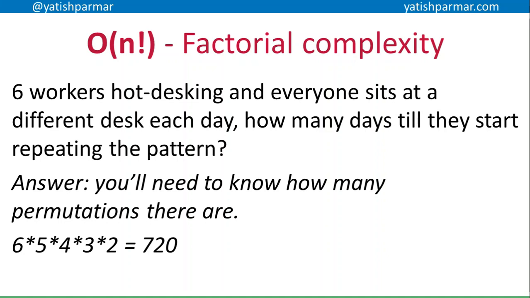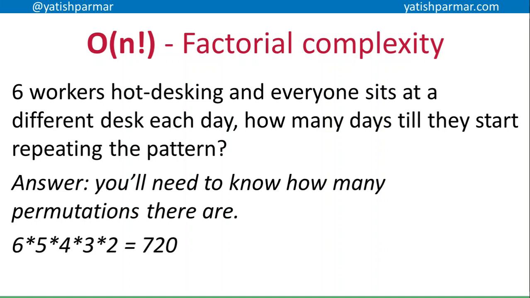To work that out, I'm going to do 6 times 5 times 4 times 3 times 2, because for the first desk I can put 6 possible people, for the second desk 5 possible people, for the third desk 4 possible people, for the fourth desk 3 possible people, and for the fifth desk 2 possible people. Then there's 1 desk and 1 person left. So in this case, I know there's 720 permutations.